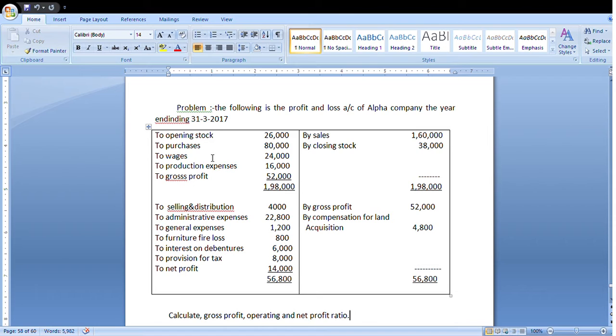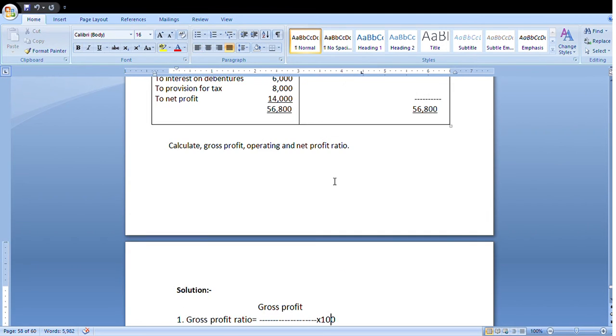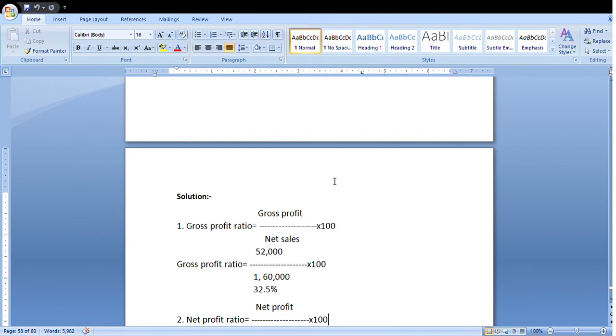Opening stock, purchases, and these items all appear in the profit and loss account. Calculate gross profit ratio, operating ratio and net profit ratio. Based on the above information, you calculate the gross profit ratio, operating ratio and net profit ratio. First one is the gross profit ratio.